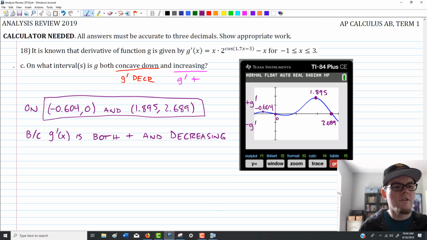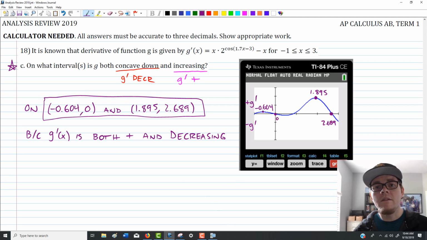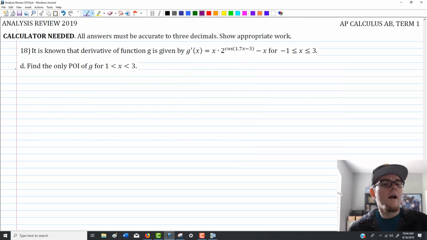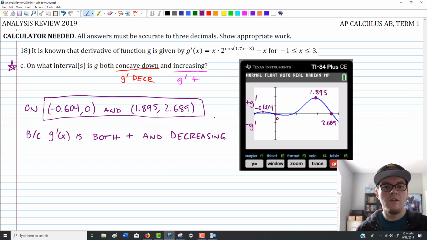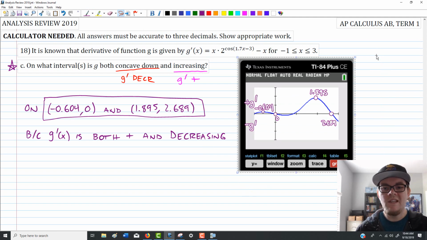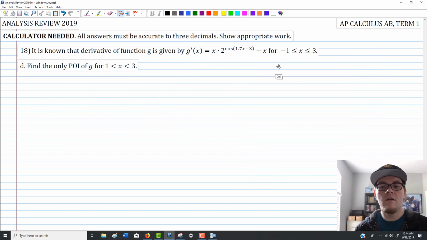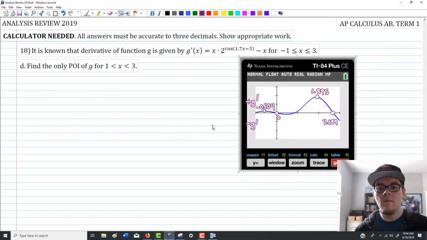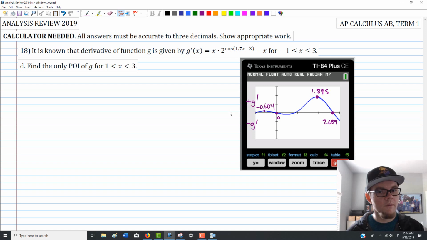And again, this is one of those questions where you're going to be for sure asked something like this. So just be on the lookout for it. Question 18D. Find the only point of inflection of G for 1 to 3. So first of all, I'm going to take advantage of the fact that we found a bunch of these values, which means I don't have to go back to the calculator every time maybe. So let's just start there. Okay, so there's what we have so far. This is where we stand.